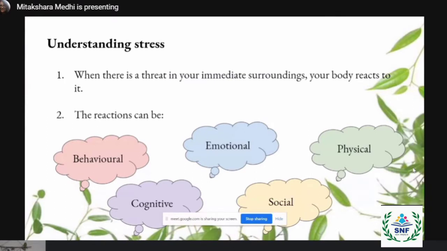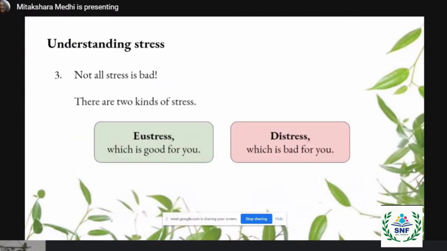It does affect a lot in your social groups. Now, not all stress is bad. That came as a surprise to me when I was reading about it back in my undergrad. There are two kinds of stress: eustress and distress. So think of stress as a continuum, where some level of stress is necessary for you to do some work.